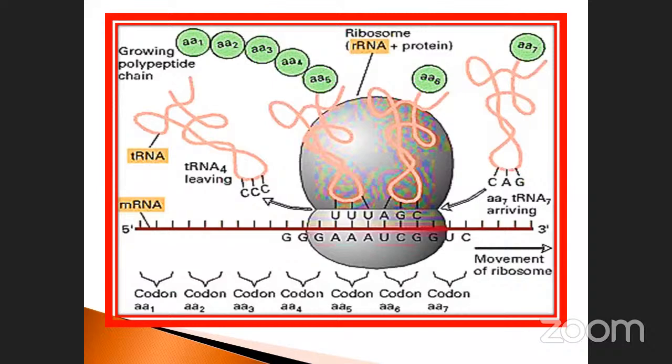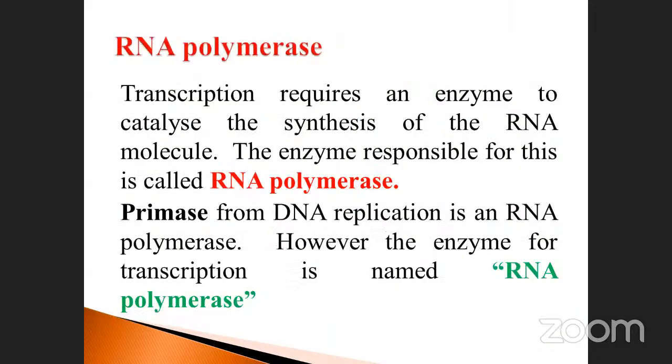Each one has a codon. AA1, AA2, AA3 mean amino acid 1, amino acid 2, amino acid 3, like that: different amino acids. The ribosome can move in this way. The chain will move on the opposite side, and the tRNA also moves along the chain. This is very, very important.